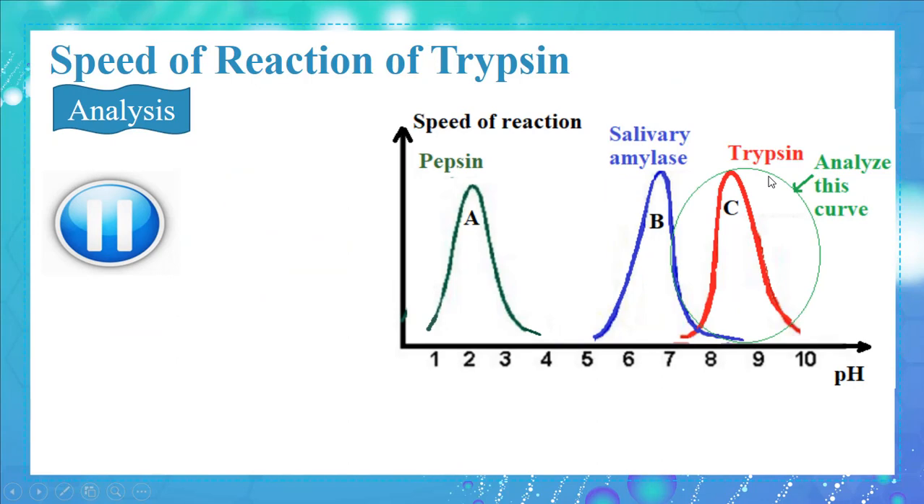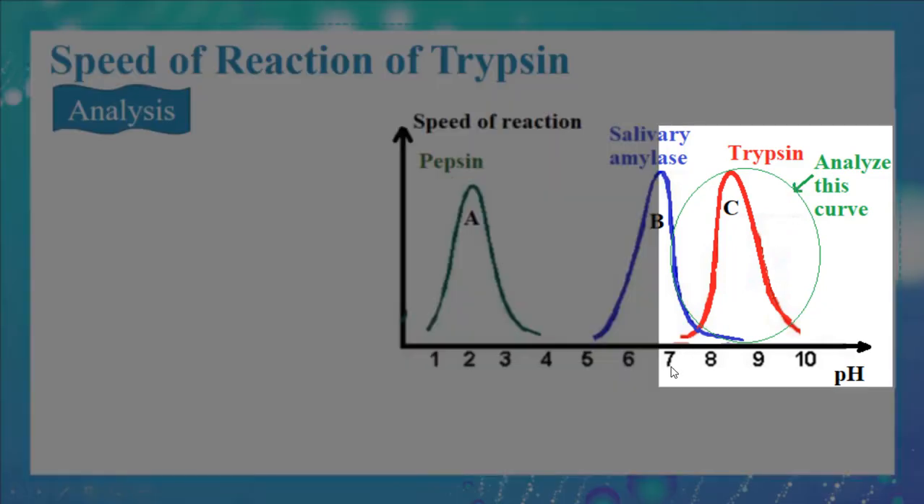Pause the video one more time and try to analyze the curve related to trypsin. How was the speed of the reaction of trypsin at pH equal 7? It was null. How did the speed vary as the pH increased to 8.5? Well, the speed increased until it reached the maximum. Now, how did the speed vary as the pH increased to 10? The speed decreased until it reached null again.